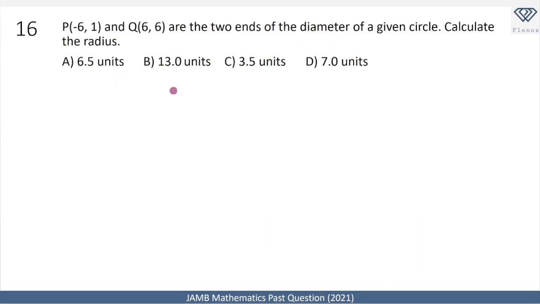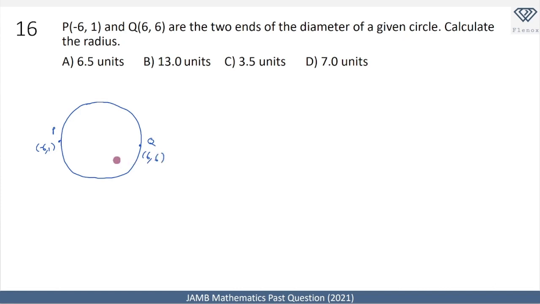Moving on to the next question, we are given the coordinates of P and Q at two ends of the diameter of a circle. Now we are told to find the radius. So to make this visual, I'm going to draw a circle. Let's call one of these points point P. The coordinate of this point is minus 6, 1. And we are given another point here. Let's call this point Q, and the coordinates of that point is 6, 6.